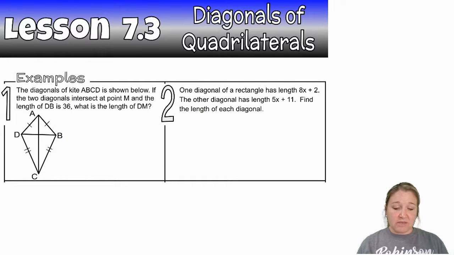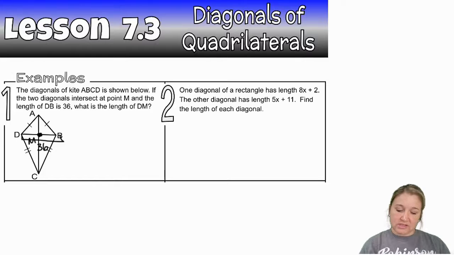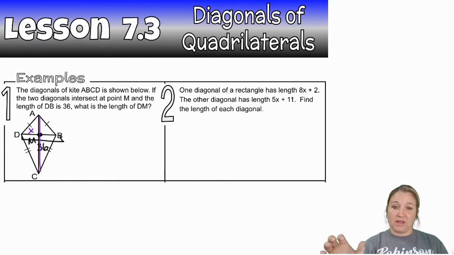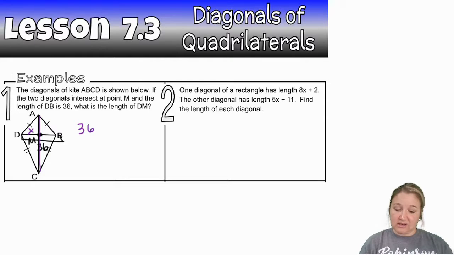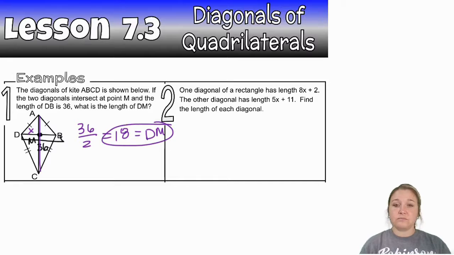The diagonals of kite ABCD are shown below. If the two diagonals intersect at point M, so they're intersecting here at point M, and the length of DB is 36, so all the way from here to here is 36, what is DM? Remember that the main diagonal, the longer one, AC, is going to cut the other one in exactly half. So I can just take 36 and divide it by 2 and I get 18. That would be the length of DM. It's just half of that.